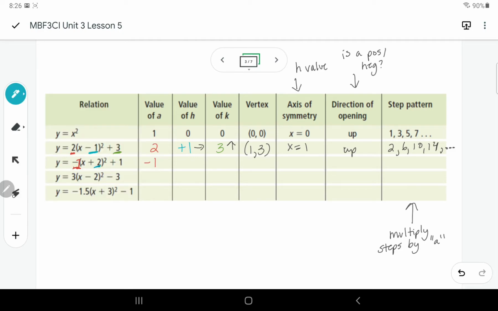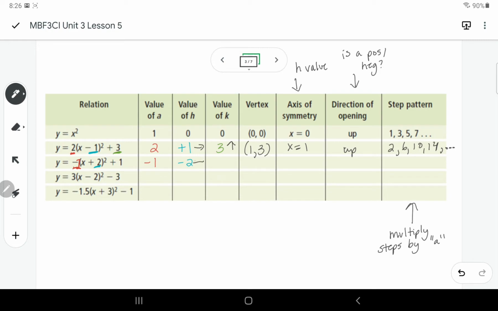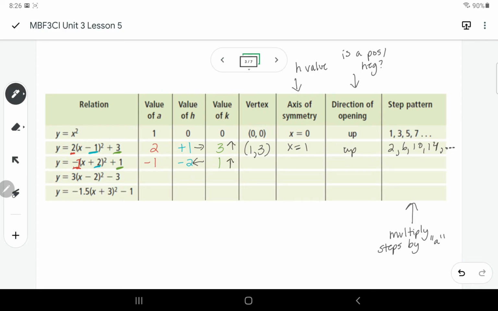The H value is the number in the bracket, but opposite sign. So it says +2 in the bracket, so that's actually going a -2, which is going to move it to the left. And then my K is a +1, which is going up 1. So my vertex has moved 2 to the left and 1 up. So it will be -2 because it's going 2 to the left and 1 up.